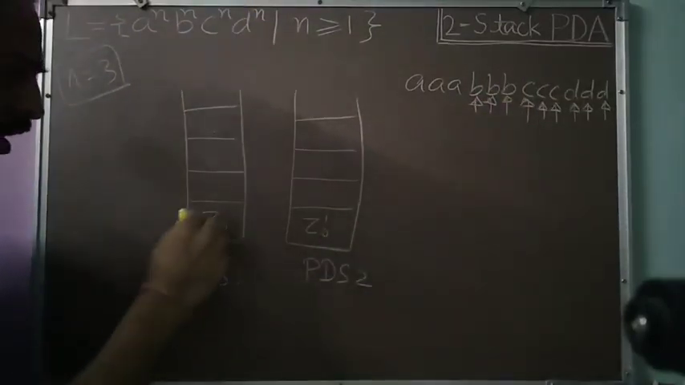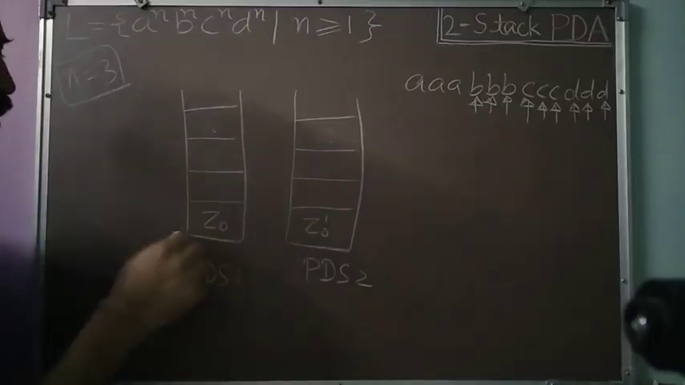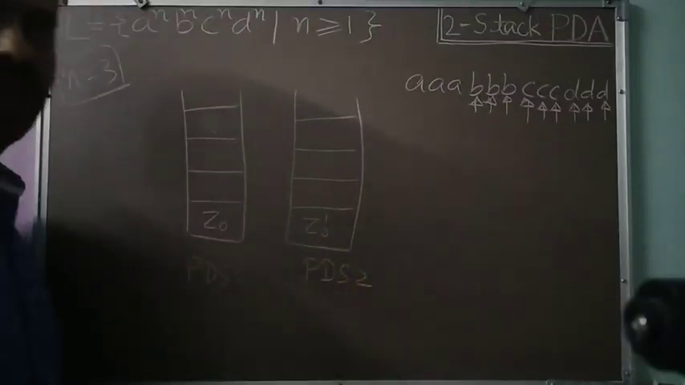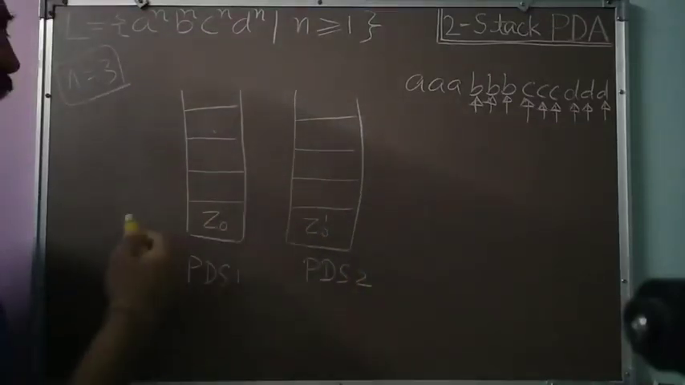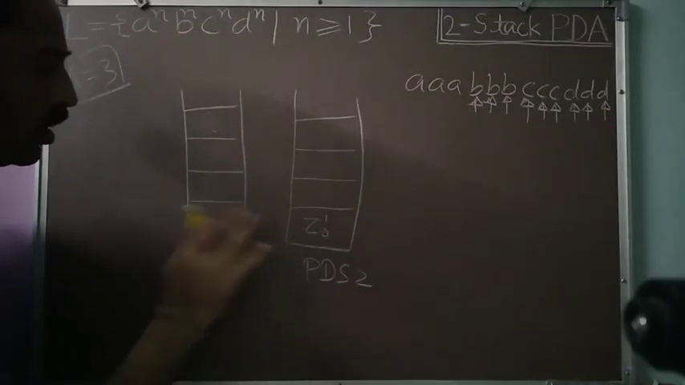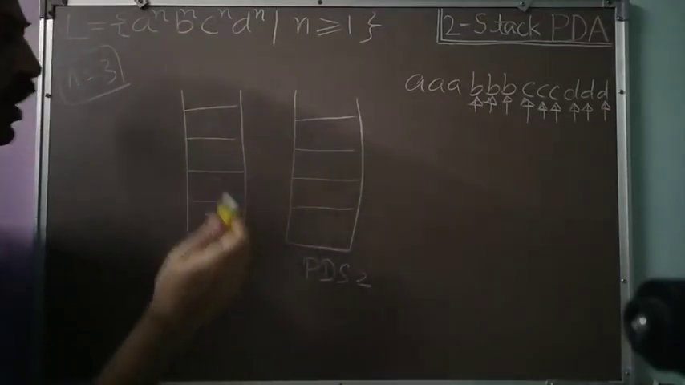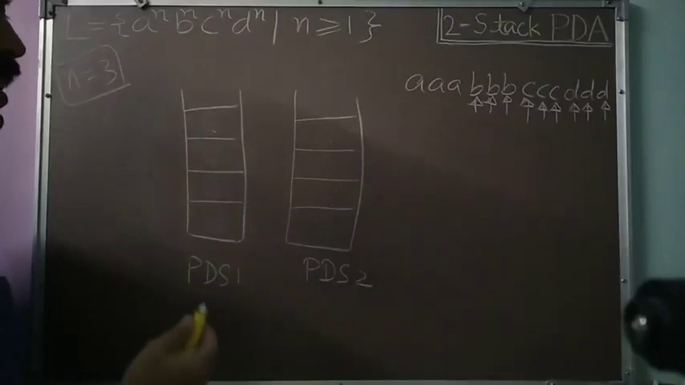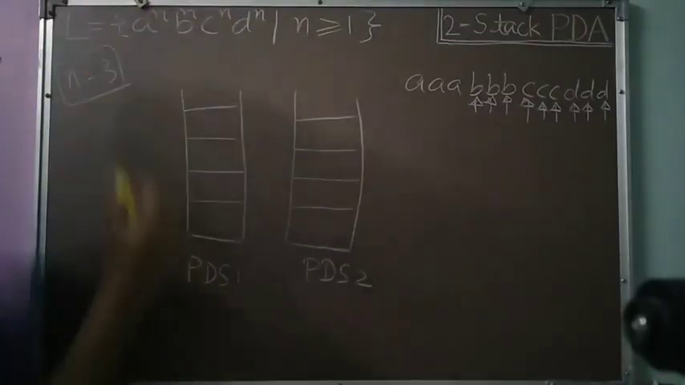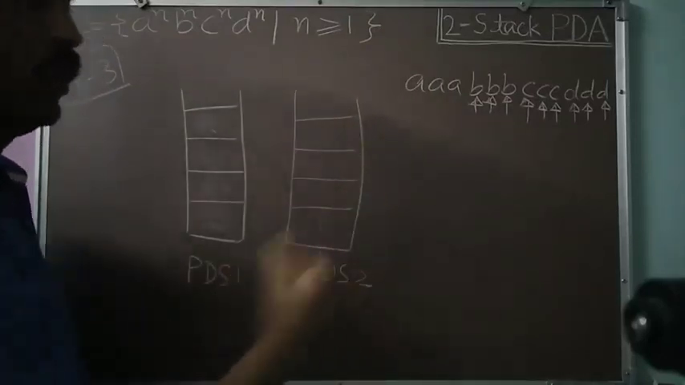I am in some state, and on the top of push down store 1 is Z0 and on the top of push down store 2 is Z0 dash. In such a situation, I will remove both these symbols from the push down stores, make both the PDS empty and signal the success. So in this manner, I can match the 4 quantities even with the help of only 2 stacks.